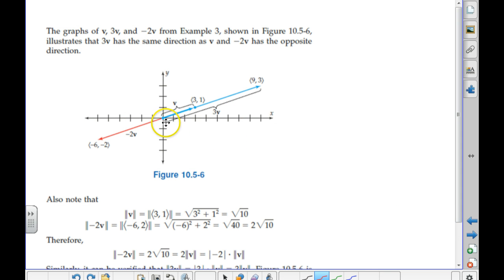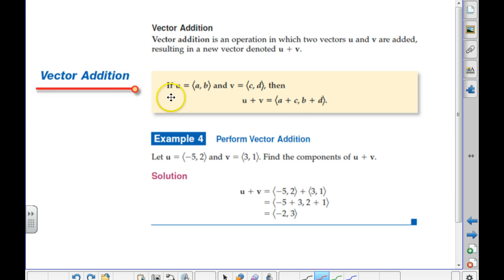This shows you what happens if you take v and multiply it by 3: it becomes 3 times as long. If you take v and multiply it by -2, it becomes twice as long but goes in the opposite direction. When you add, you just add the coordinates. It's that easy. So if you have this vector plus this vector, you add the x's, you add the y's.